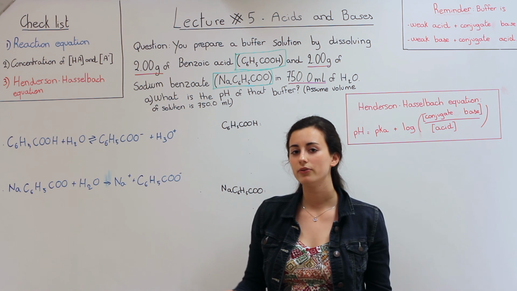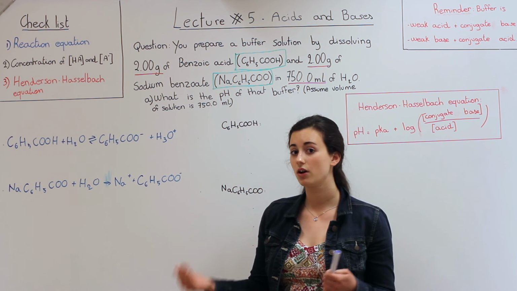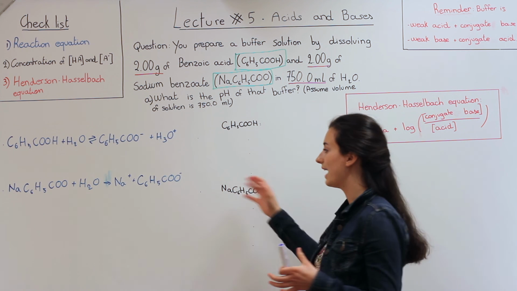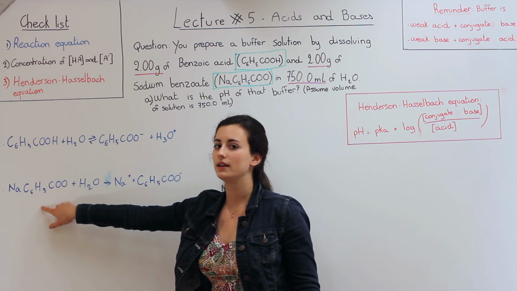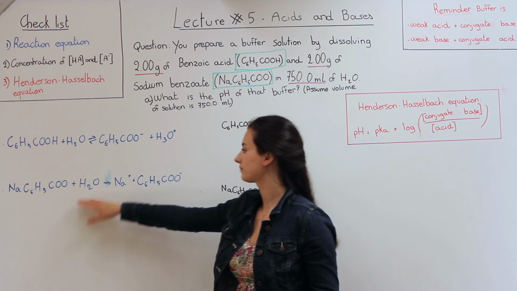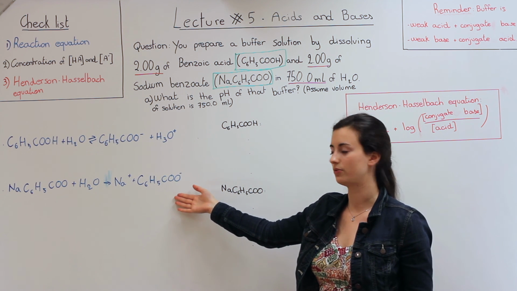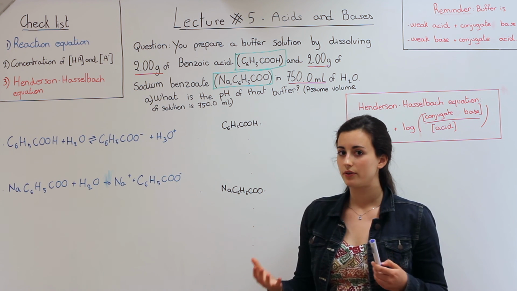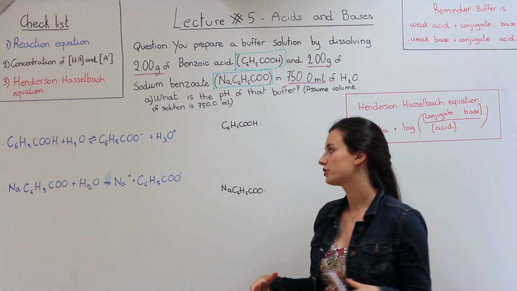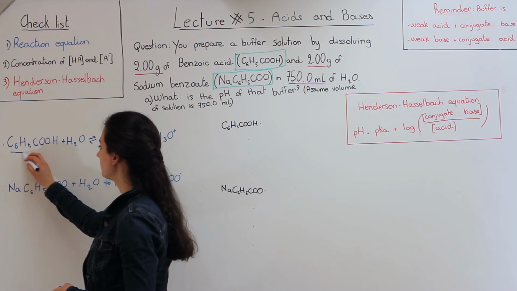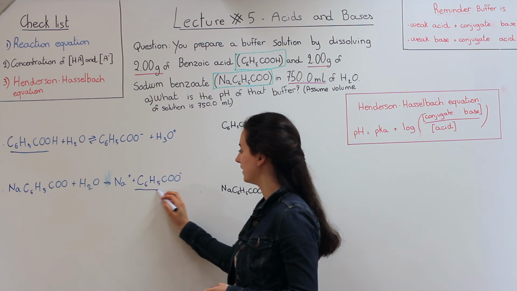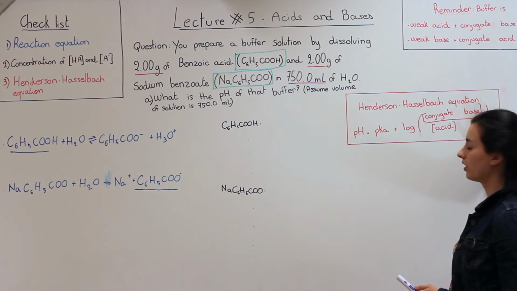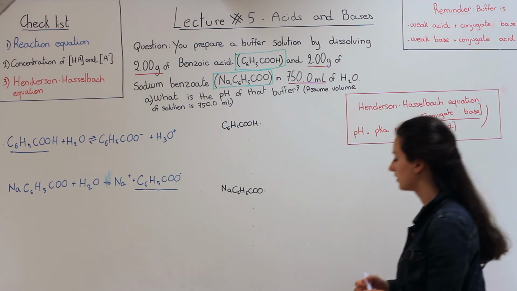However, I said that a buffer needs to be made of a weak acid and its conjugate base. Therefore, we're going to add the conjugate base by taking the salt of it and dissociating it in water. This is why we had this reaction equation. So, in reality, what is going to be in that solution is this acid and this conjugate base. So now we're going to have to find the concentration of the conjugate base and the acid.